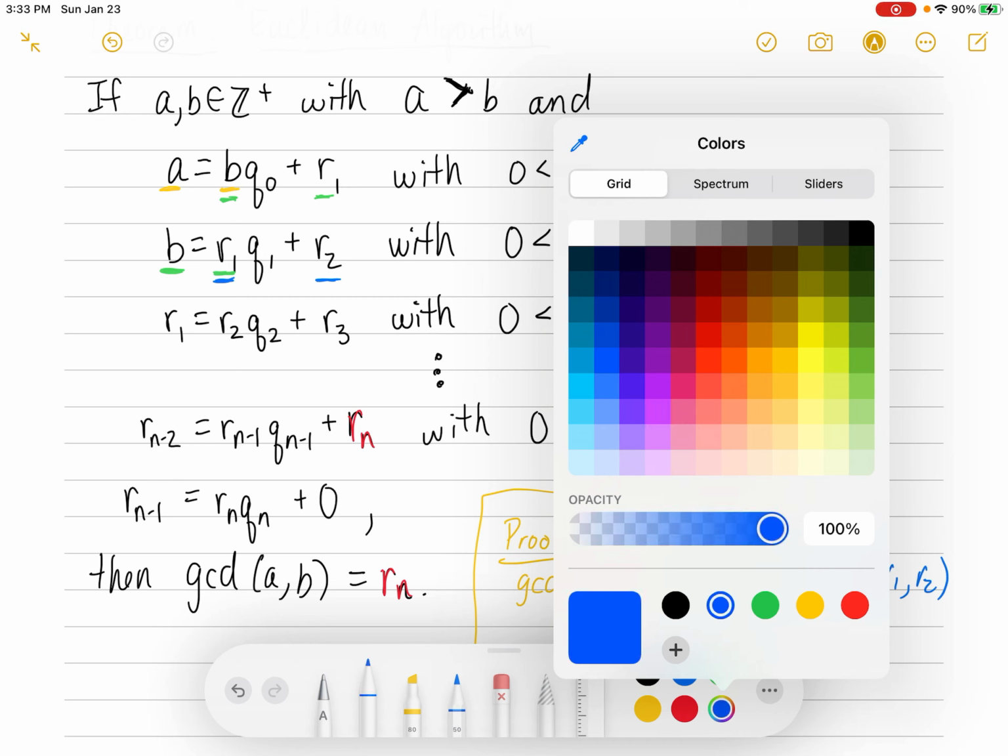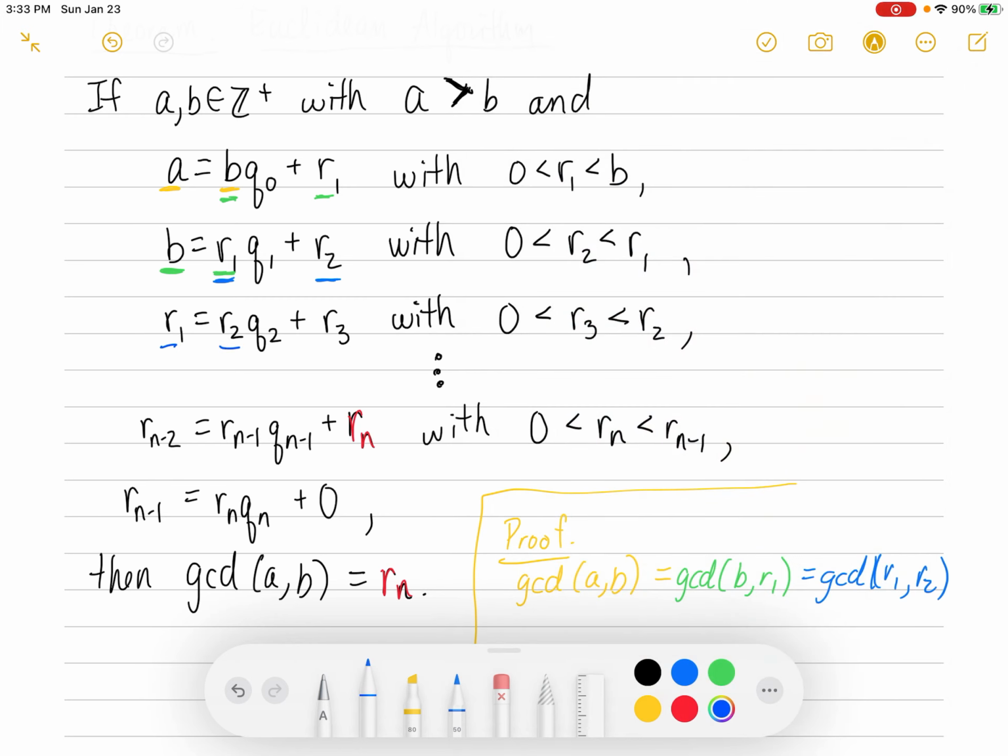So we have, let's use a different color. We have R1 and R2 here. So the GCD of R1 and R2 has to be equal to the GCD of, use that fact again, R2 here and R3. So the GCD of R1, R2 is equal to the GCD of R2, R3. All right, so you keep that process repeating. Eventually you'll have that's equal to, dot, dot, dot, that repeats.